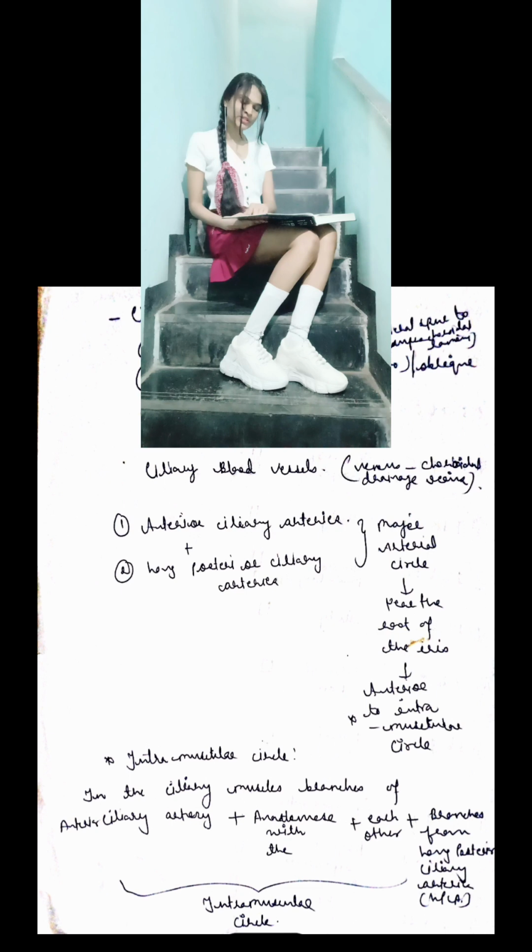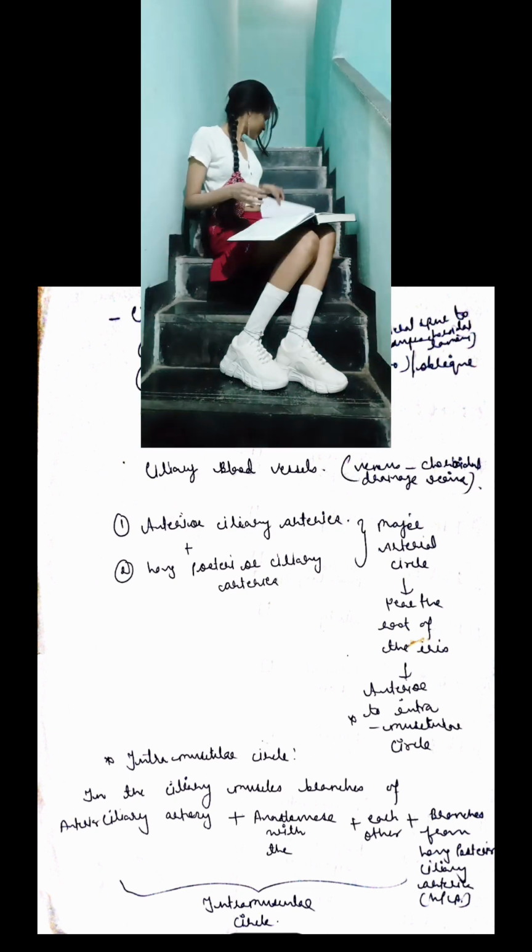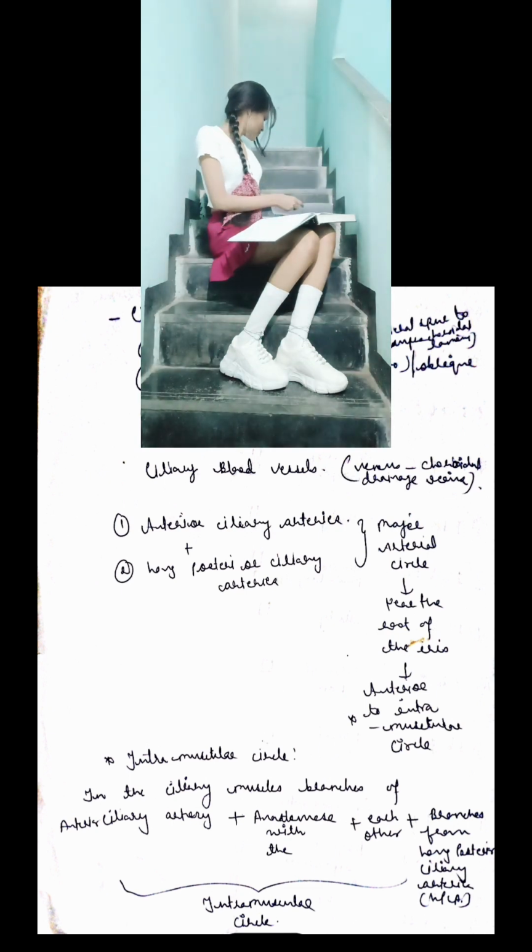So, from these paragraphs on ciliary body vessels, what we learned is the ciliary blood vessels, the arterial supply. So it is from anterior ciliary arteries and long posterior ciliary arteries.